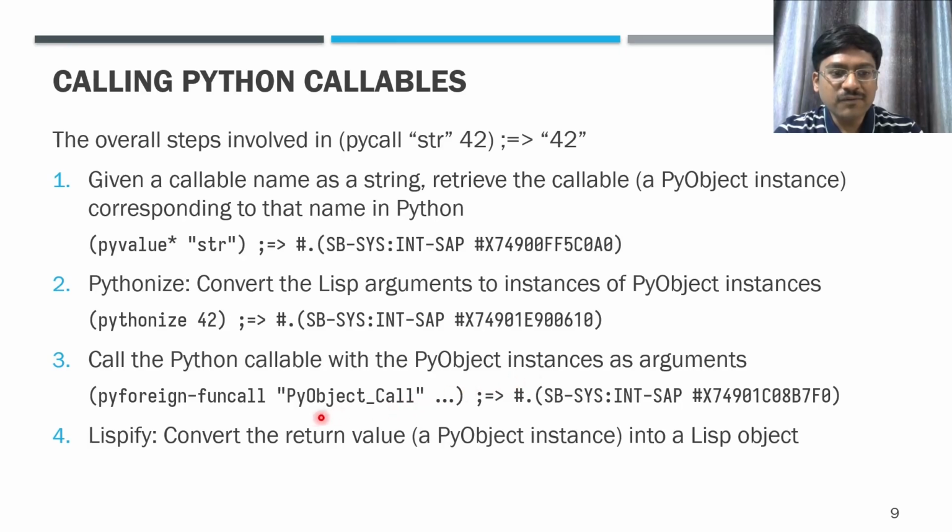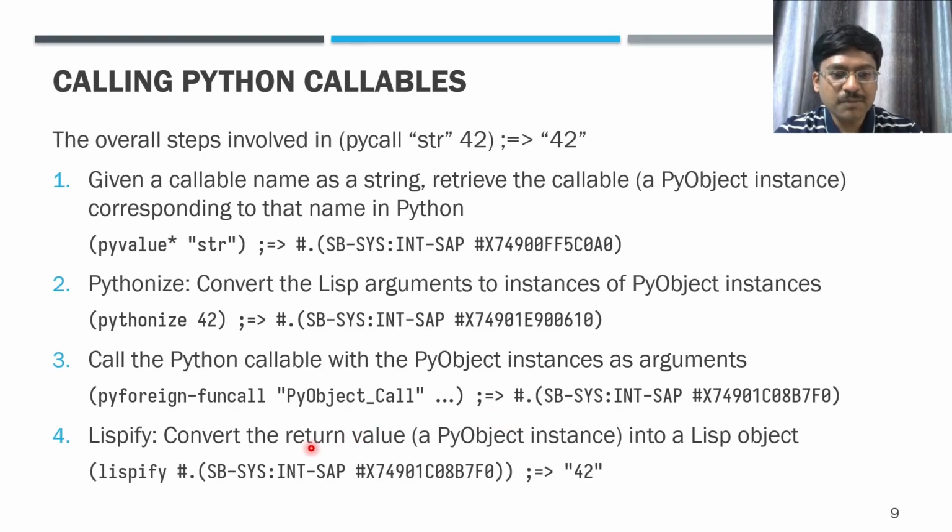Now, finally, we want to convert this return value into a Lisp object. So this can be performed by Lispify. It takes in a pointer to a PyObject instance and returns the Lisp object corresponding to it.